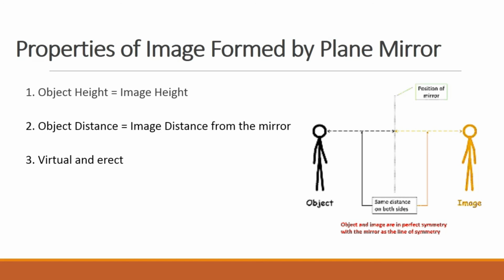But here we can't get the image on the screen, so that's why this is which image? Virtual image. And erect image means the top part of an object is the same as the top part of the image. Bottom part of an object is the same as the bottom part of the image. So this is known as erect image. Inverted means the top will appear as the bottom in the image and the bottom will appear as the top in the image. So this is known as inverted. But in the plane mirror, you will be able to see what type of image? That is the erect image.